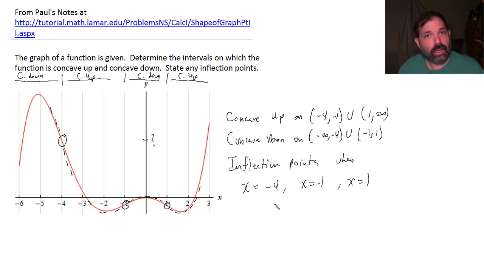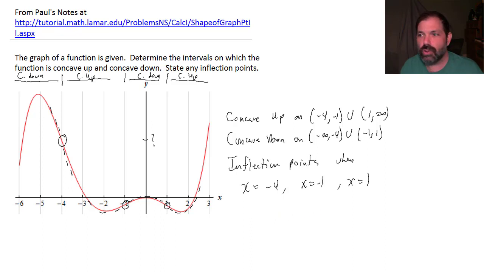So it turns out that if we are given the actual function to work with, the symbolic form of the function, instead of a graph, it's not extremely difficult to find the concavity of the curve and the inflection points. It turns out that they are related to the second derivative.